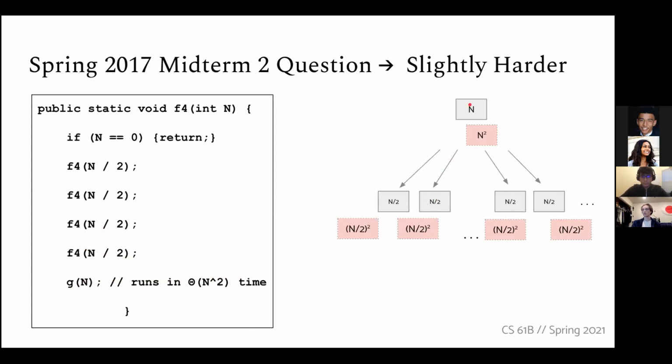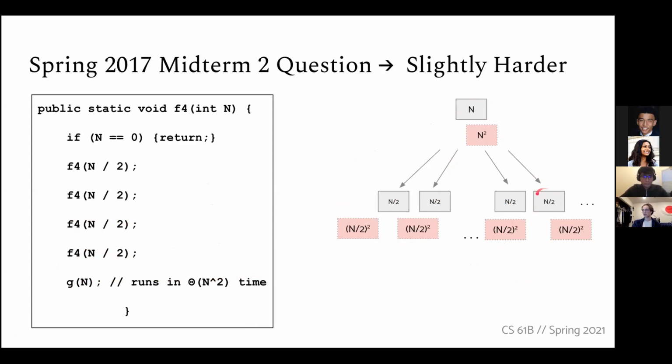And then we'll go back up to the top one and we'll do the next f of 4 n over 2. So then this is created. And then we create the 4 new nodes down here. We go back here, we do the g of n work. And then we go back up and we do the last recursive call f of 4.